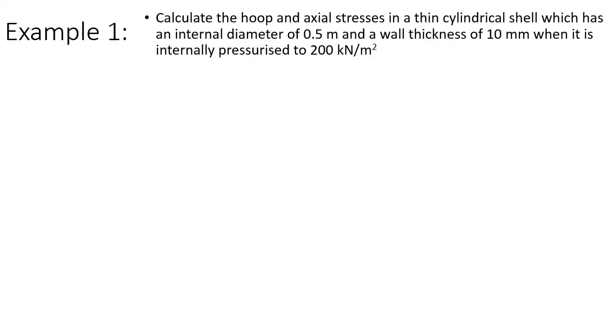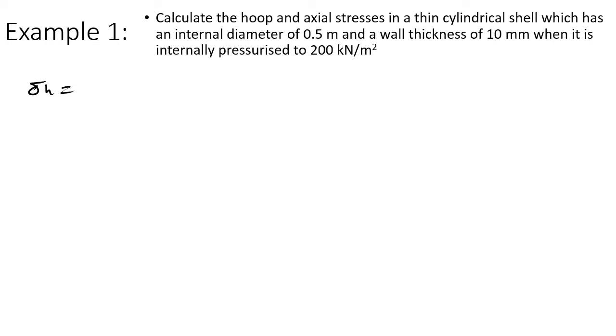Before we go on to look at volumetric strain and change in volume, let's just look at an example to work out what the axial and hoop stress are for a particular cylinder. In this case, we've got an internal diameter of 0.5 meter and a thickness of 10 millimeters, so we can safely assume it's a thin wall vessel, and it's got an internal pressure of 200 kilonewtons per meter squared. So we can simply work out what those stresses are.